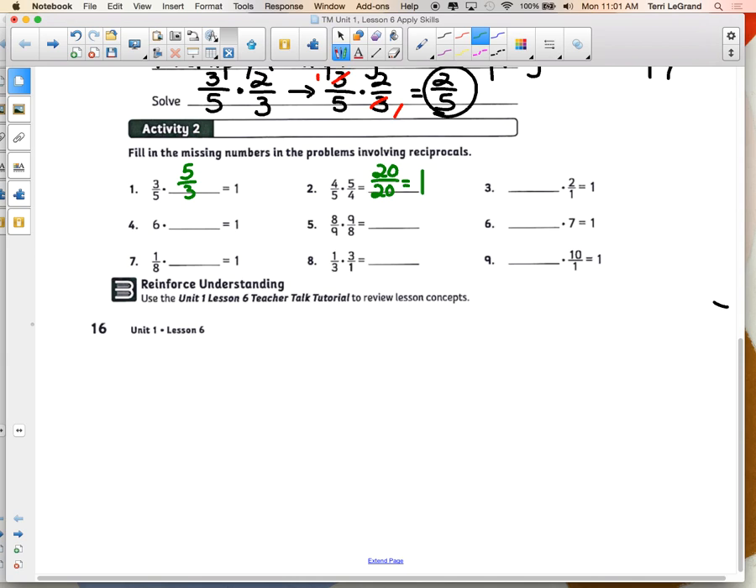What do you think we would take times 2 over 1 to get 1? 1 over 2, the reciprocal of 2 over 1. Reciprocals multiplied, the product of reciprocals should be 1. Okay, number 4, what do you think we multiply times 6 to get 1? 1/6, the reciprocal of 6.